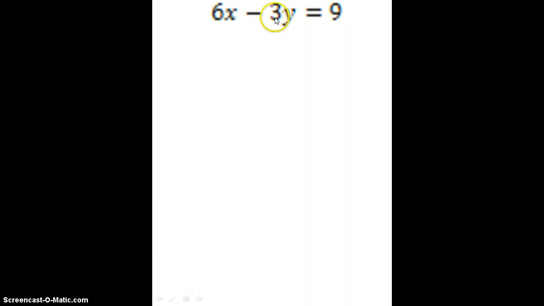So if I have 6x minus 3y equals 9, well, we need to find the x and y-intercept. So to find the x-intercept, make y equals 0. So we're going to take this y and we're going to put 0 in place of it. So all I did was take the y and put a 0 there. Now we're just going to solve.